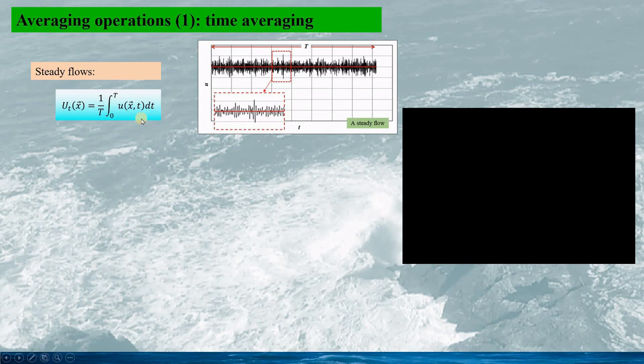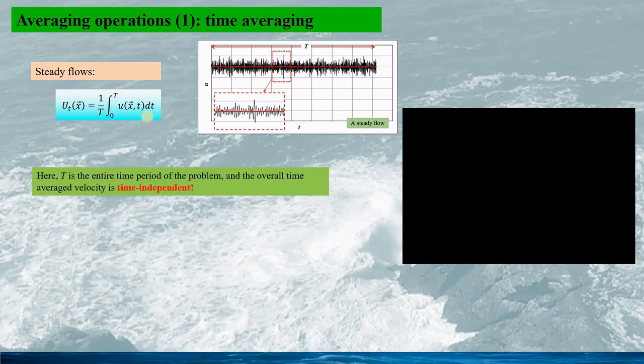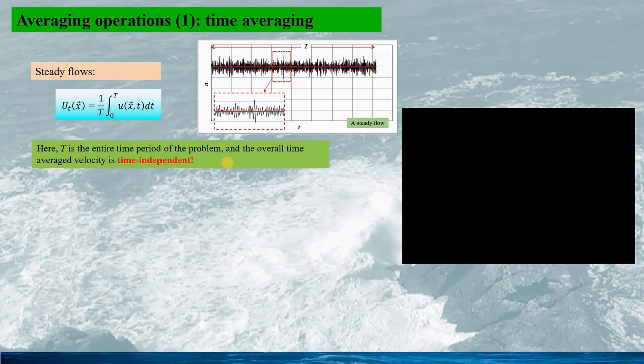As such, the averaged variables would be time independent. It should be noted here that T is a time period long enough for the steady averaged variable, not necessarily infinite as shown in some textbooks.